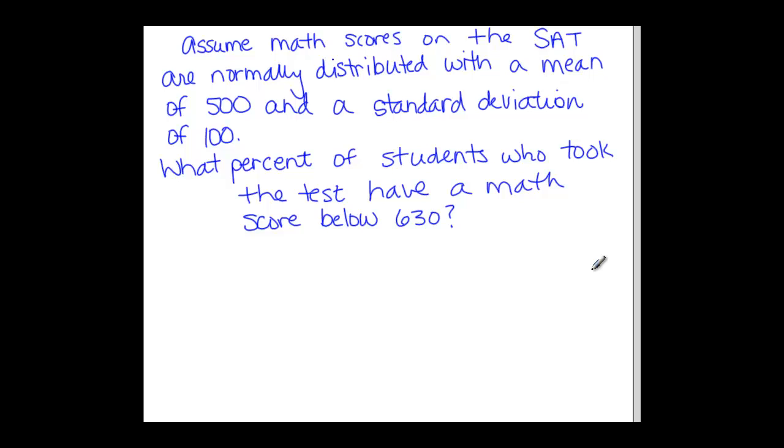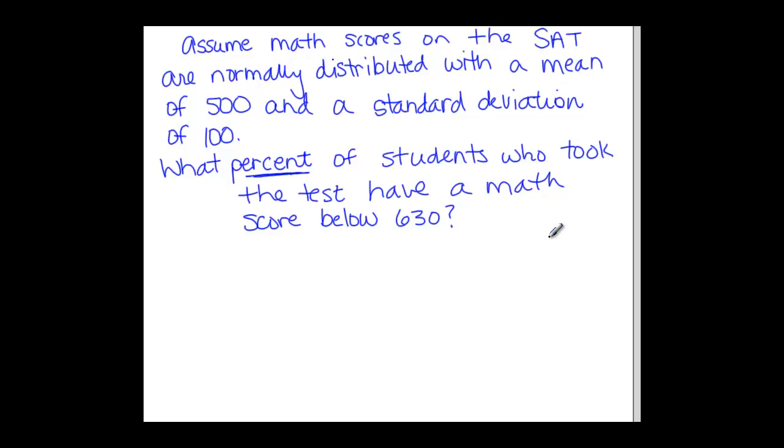Here we have a problem from 13.6 where we have been finding the area under the normal curve. And in this problem we're going to assume that math scores on the SAT are normally distributed with a mean of 500 and a standard deviation of 100. And we want to know what percent of students who took the test have a math score that's below 630.